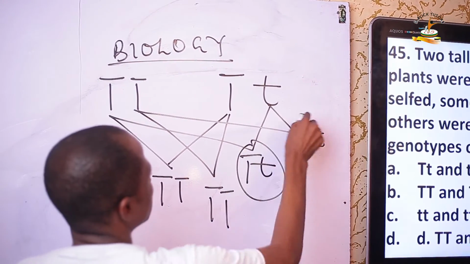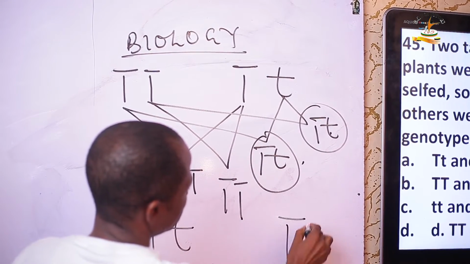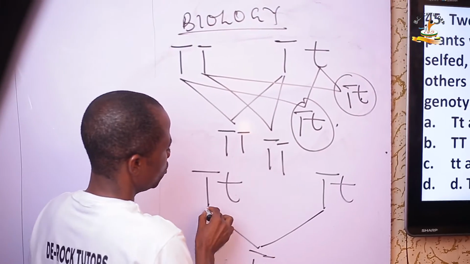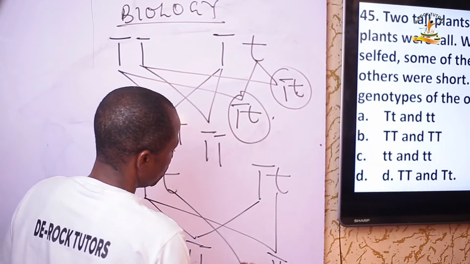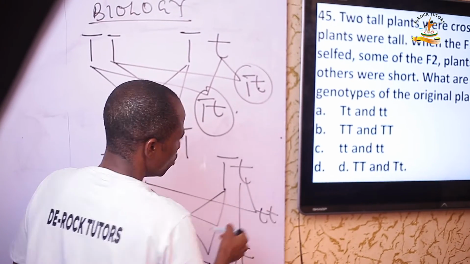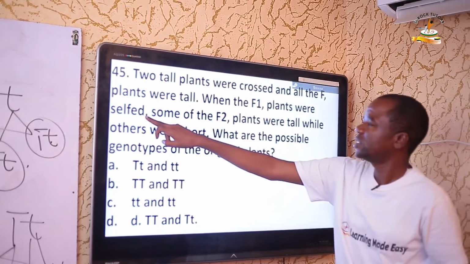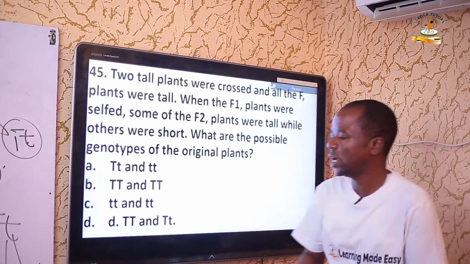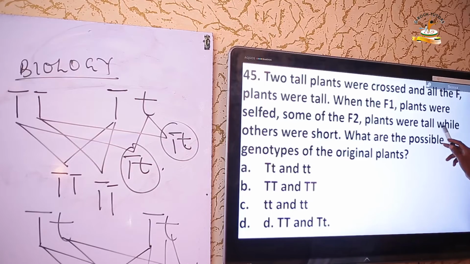Now, if you take this and this, Tt, and you cross it with Tt, by the time we do the crossing, this is tall homozygous, this is tall heterozygous, this is tall heterozygous, and this is short homozygous. So that explains what we are told here. When they were crossed, some of the F2, the F2 that we've just done here, were tall. We can see that this is tall, this is tall, this is tall, and some were short.